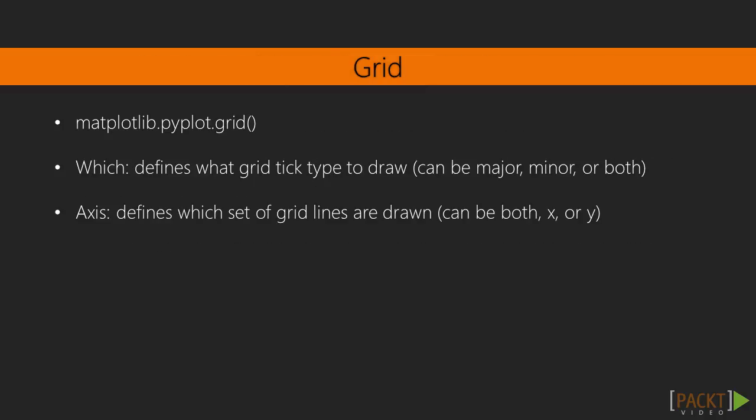Let's take a look at the grid now. Having a grid in a figure is turned off by default, but it can be easily switched on and customized. A default call to matplotlib.pyplot.grid will toggle the grid's visibility. Other parameters for control are as shown here. Which: this defines what grid tick type to draw. It can be major, minor, or both. Axis: this defines which set of grid lines are drawn. It can be both, x, or y.